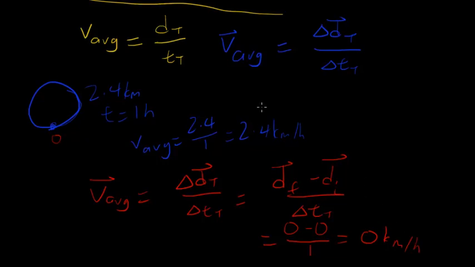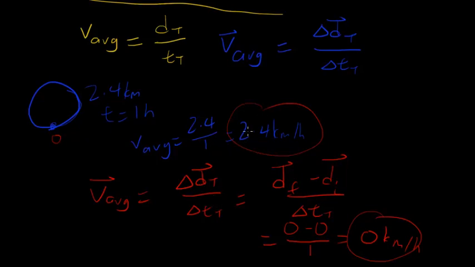So you can see the difference between each of these. His average speed was 2.4 kilometers per hour, whereas his average velocity was 0 kilometers per hour. And this is probably why we don't use velocity in our speedometers. That's why we don't have velocimeters, because if you came back to the same spot, your average velocity would still be only 0. So I guess that wouldn't really help us.